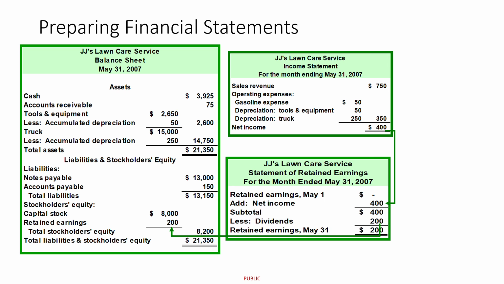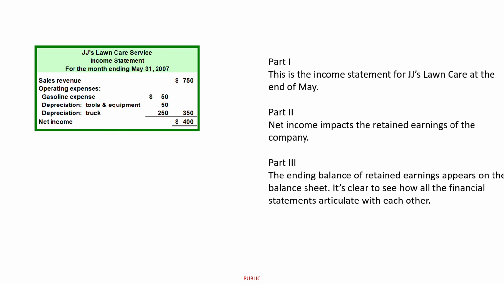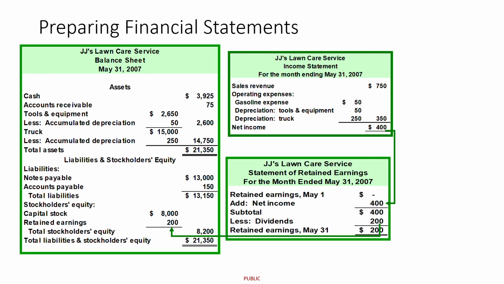So, this is our balance sheet, and you can see that the income statement and the statement of retained earnings connect to your balance sheet. We have $400 net income that appears in the retained earnings, and the $200 that is dividends is included in the $200 retained earnings of the balance sheet.